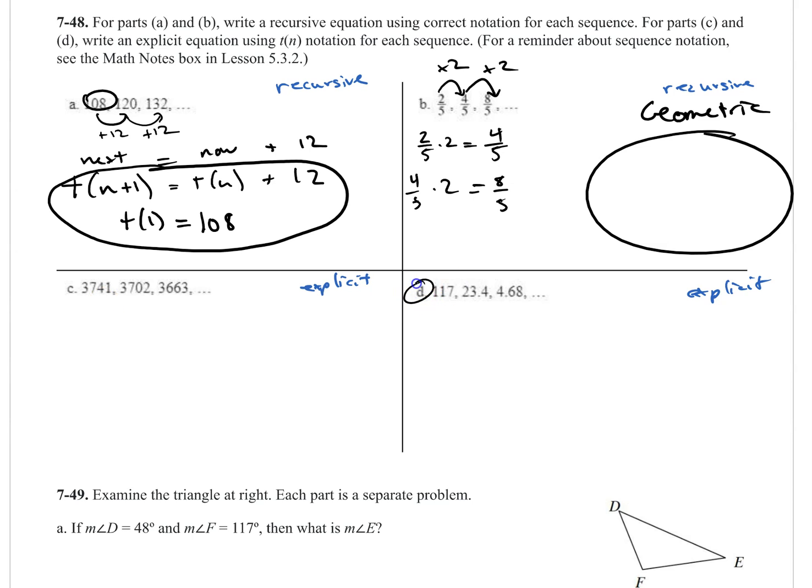Let's go over D, explicit. This looks pretty geometric. It shrinks by a consistent pattern. So to get the common ratio or multiplier, you take the second number and divide it by the first number. This tells you what to multiply by. So the multiplier is 0.2. Let's check. 117 times 0.2 is 23.4. 23.4 times 0.2 is 4.68.